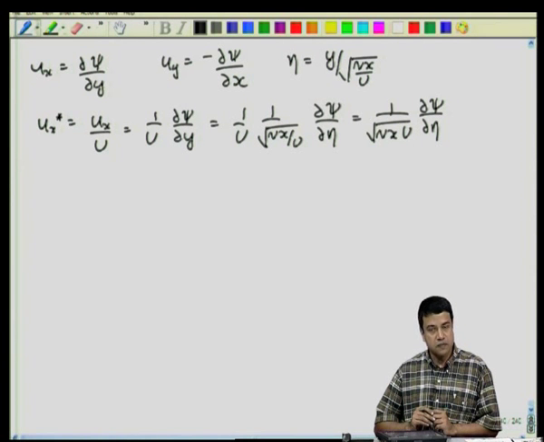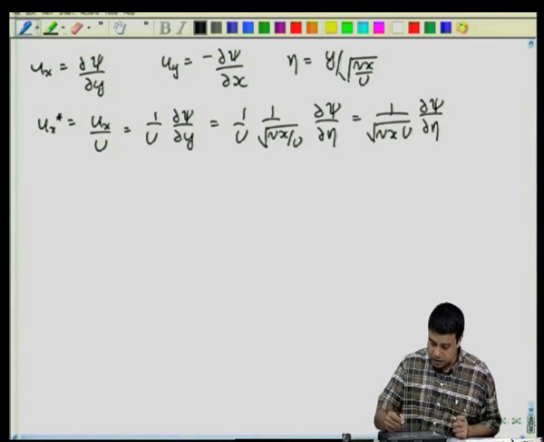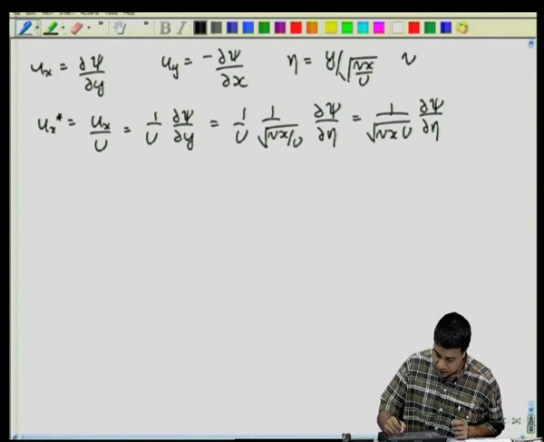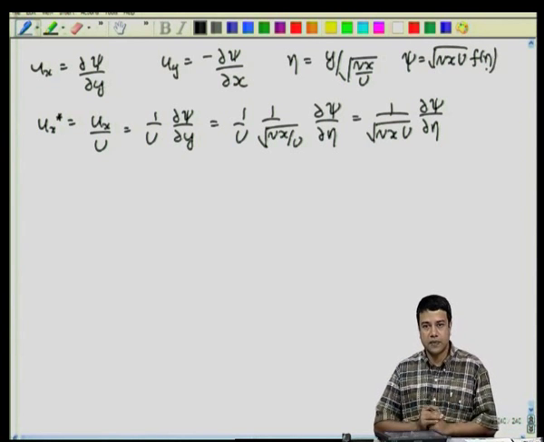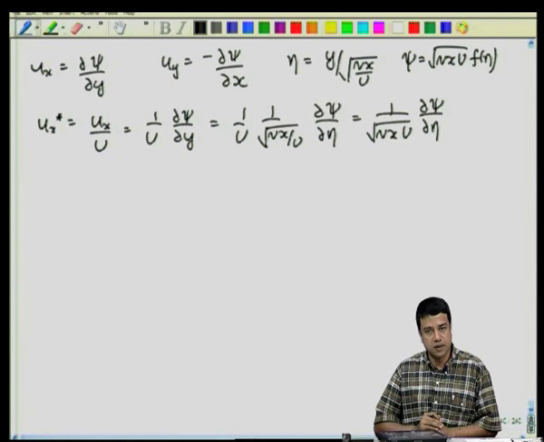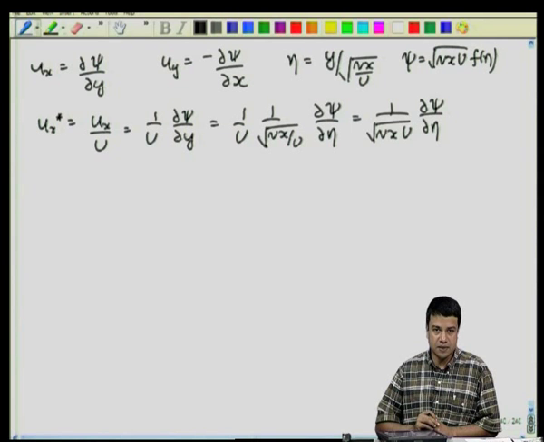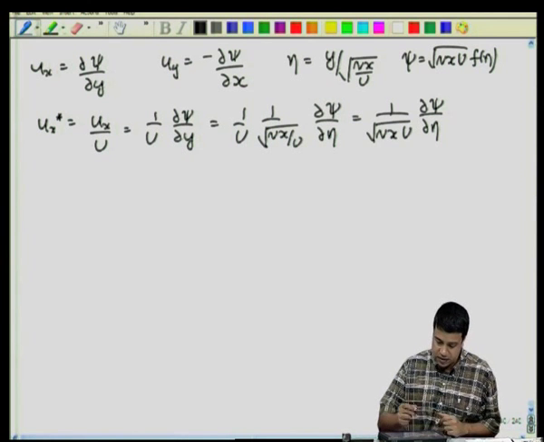So, for this purpose it is convenient to define the scaled stream function. Psi is equal to root of nu x u times some function of eta. I will use this scaled stream function in my equations in order to find a solution for the momentum equation. Note that this stream function automatically satisfies the mass conservation equation. So, there is no need to satisfy the mass conservation equation in this case.